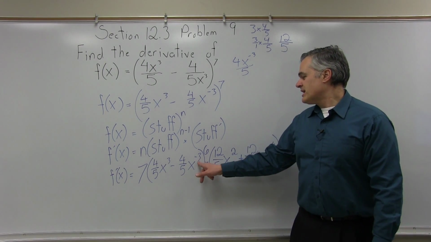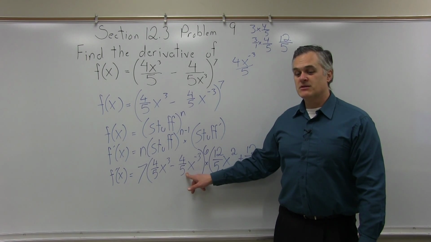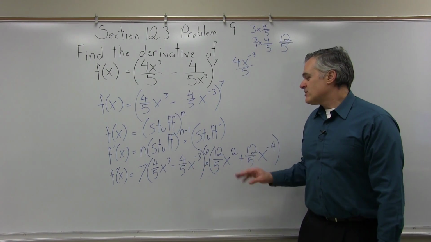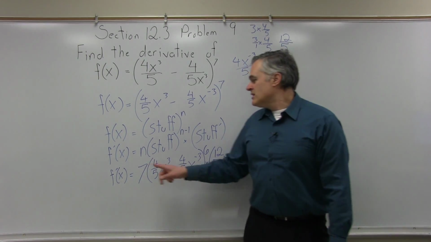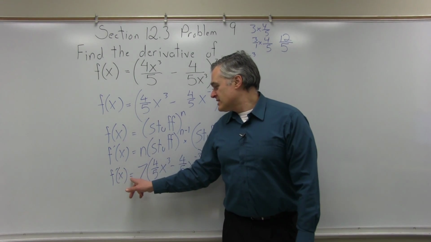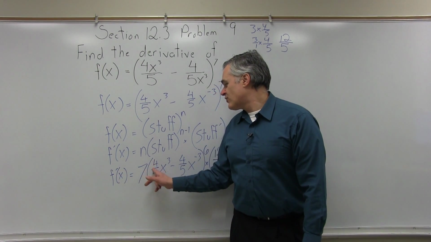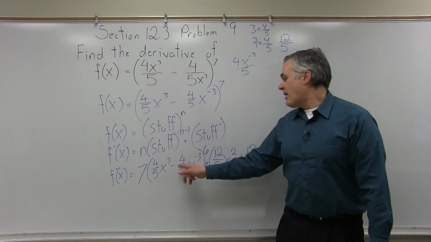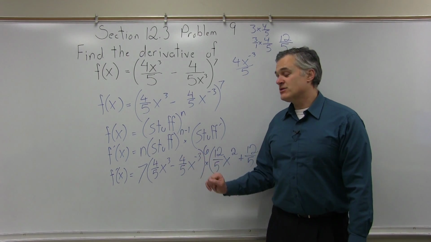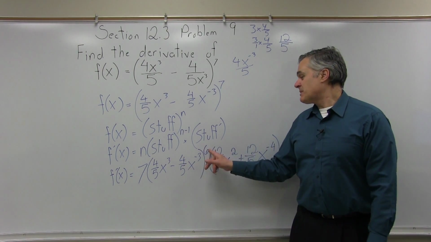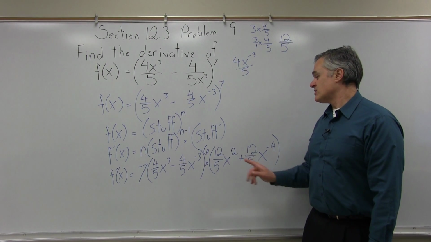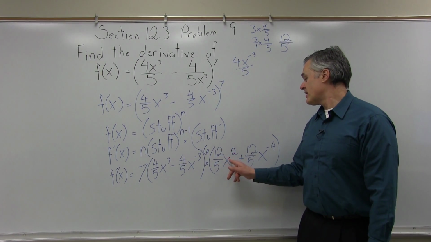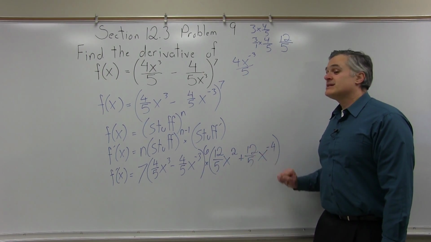If you like, you can put the negative exponents back into the denominators. You don't have to. I would probably leave it like this. So the final answer, f prime of x equals 7 times, in parentheses, 4/5 x to the third minus 4/5 x to the minus third, all raised to the 6th power, and then times another set of parentheses, which would have 12/5 x squared plus 12/5 x to the negative 4.